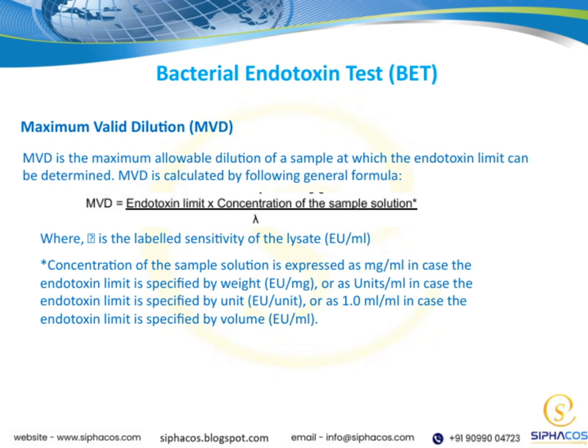Finally, the MVD is calculated using a specific formula, which ties together the sensitivity of our lysate, the concentration of the sample, and the endotoxin limit. This calculation guides us in setting up our bacterial endotoxin test, or BET, properly. Overall, these concepts are fundamental for ensuring that our endotoxin testing is both accurate and compliant with regulatory standards.